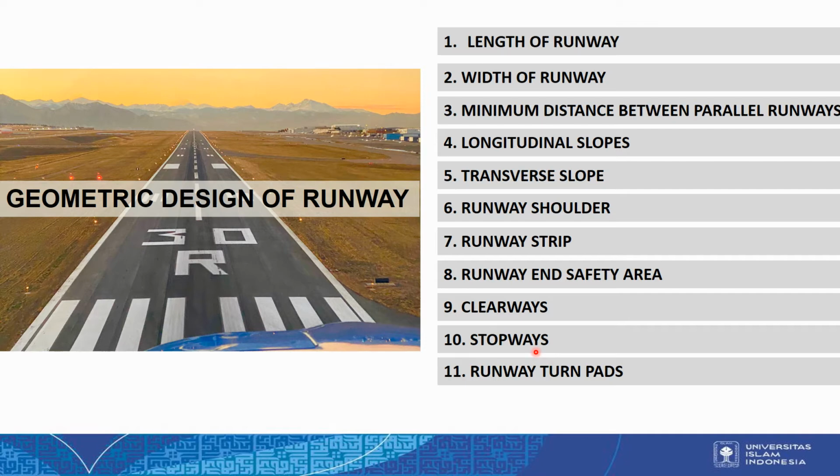The geometric design of runway. There are 11 parts that we will talk about in geometric design of runway. First is length of runway, width of runway, minimum distance between parallel runways, longitudinal slope, transverse slope, runway shoulder, runway strip, runway end safety area or RESA, clearways, stopways, and the last, runway turn paths.